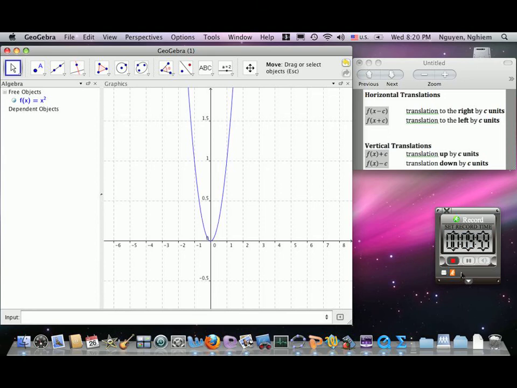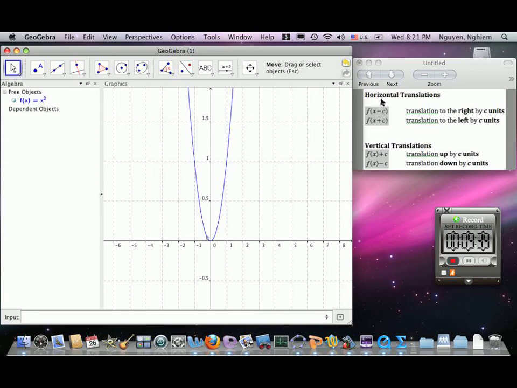Alright, so now we have some functions and a graph, and we want to understand what happens when we try to transform these functions. In other words, if I change the equation of a function, how is that going to affect the graph? And I've written some definitions here of function translations. First we look at the horizontal translation.